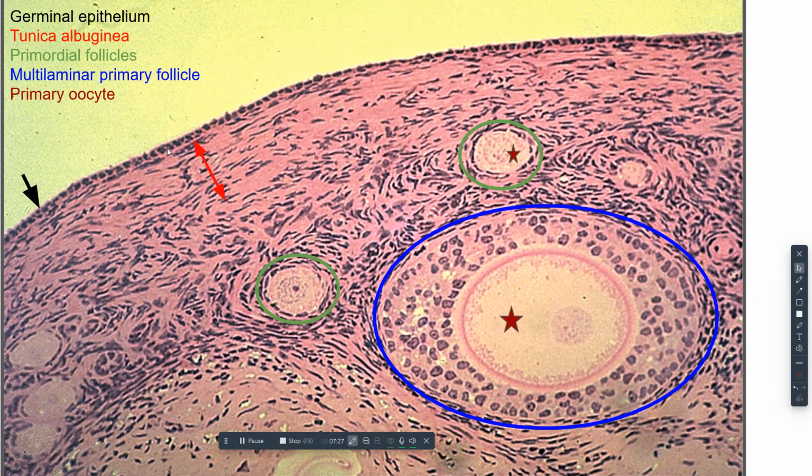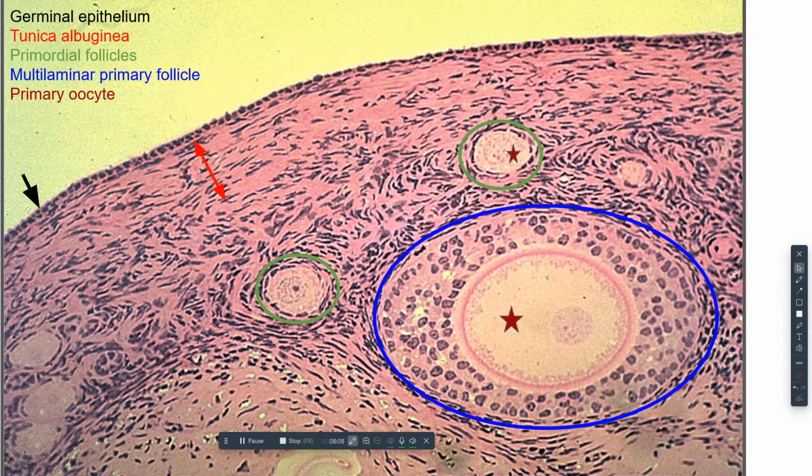We actually see an outer layer of epithelium here called the germinal epithelium. That is a simple cuboidal epithelium on the very outside of the ovary. And then deep to it, where I've got the red arrow, that is the connective tissue capsule of the ovary, which is called the tunica albuginea, same name that we had for the testis. And so this is all ovarian cortex that we're looking at here. We're zooming in on ovarian cortex.